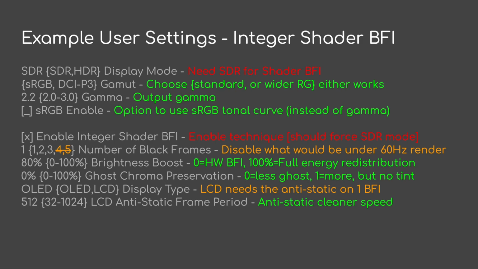And then a ghost chroma preservation option, where you can go from 0 to less ghost, to 1, which is more ghosting but no tinting in the ghost. And then an OLED versus LCD option. Remember, the LCD needs the anti-static if you're doing one frame BFI. And then an anti-static cleaner speed, which is how fast it should roll across the screen in the cleaner. And that's about it.